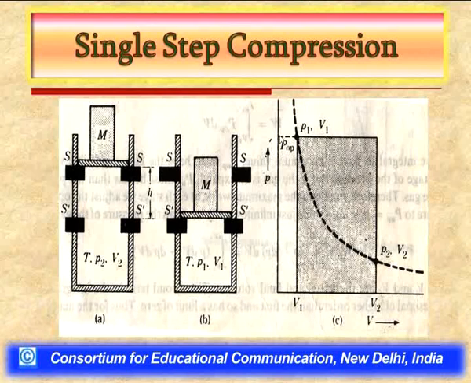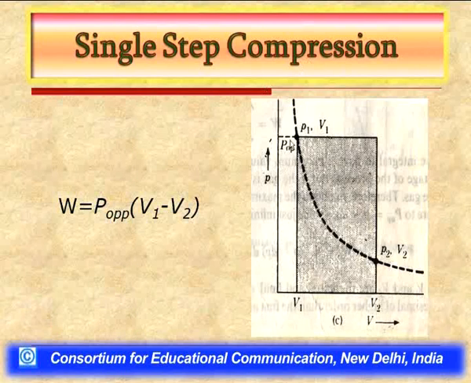Now, if you compare this compression process PV diagram with that of the single step expansion PV diagram, you will observe P op there was very less. However, the opposing pressure P op over here is very high in order to achieve compression. As a result, at P op we can draw a dotted line, and below this dotted line we can shade the area from volume V1 to V2, where V1 is the final volume and V2 is the initial volume.